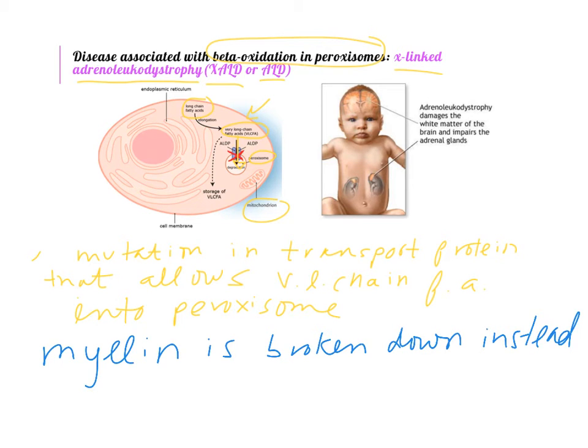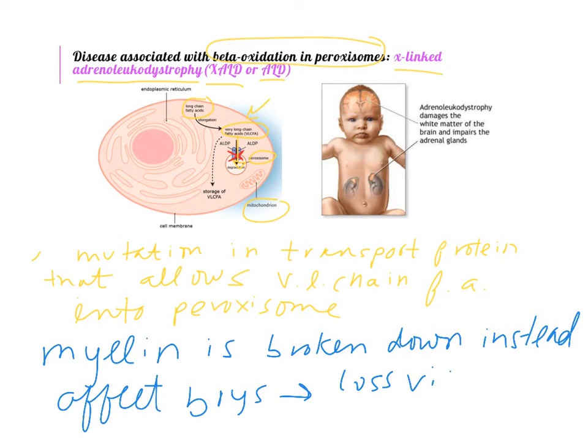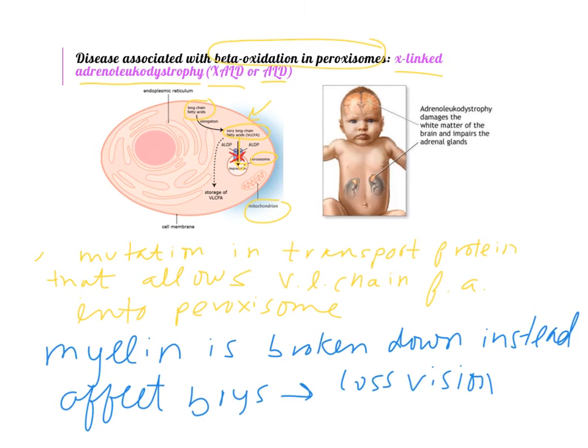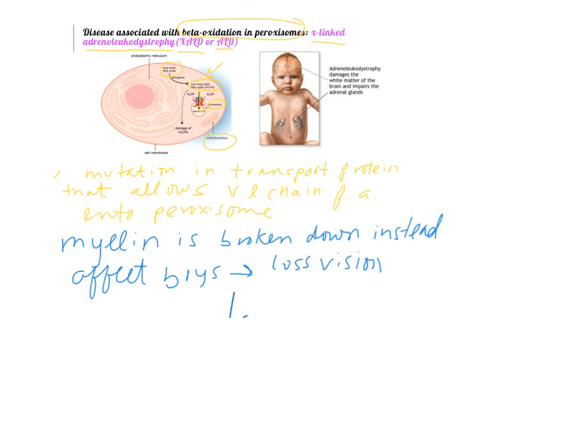And this has some really devastating consequences. This affects boys. Again, that's the X-linked, the X chromosome. And it results in loss of vision, and then learning and behavioral problems.